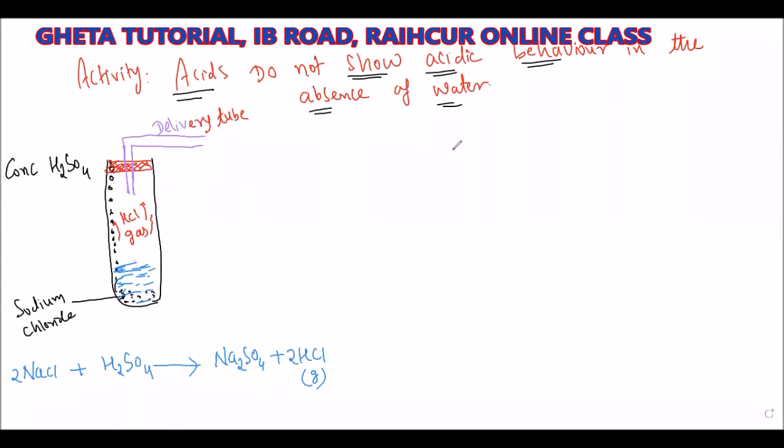So acid does not show acidic behavior in the absence of water. That is the activity we are doing. We have taken sodium chloride and added concentrated sulfuric acid. When this reaction takes place, there is a formation of sodium sulfate and hydrochloric acid. This hydrochloric acid is in the form of gas, and it will be coming out from this in the form of gas.